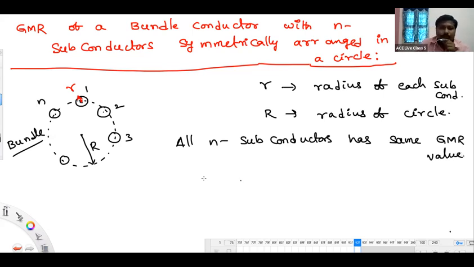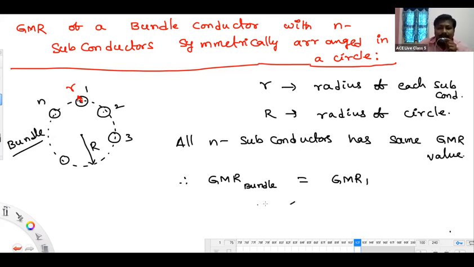All n subconductors have the same GMR value. Therefore, the GMR of the bundle is nothing but the GMR of subconductor 1. The GMR of the bundle is equal to the GMR of the subconductor. Okay?